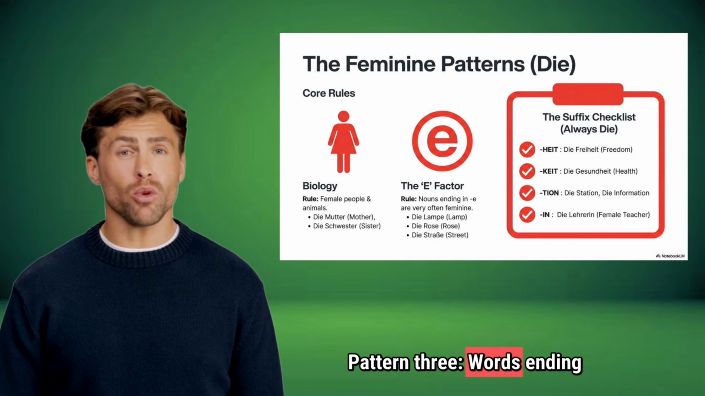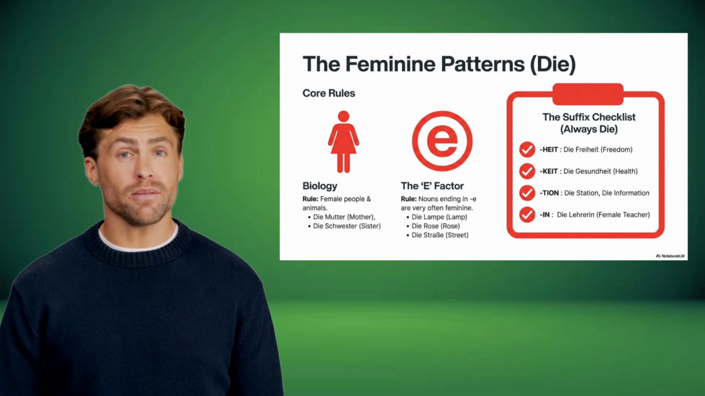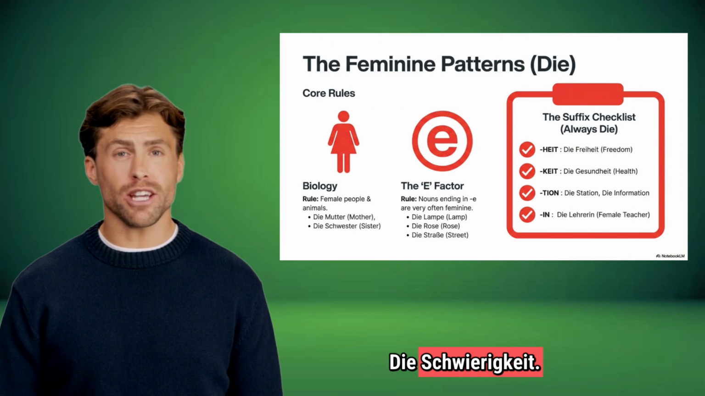Pattern 3. Words ending in heit or keit are always feminine. Freedom, die Freiheit. Difficulty, die Schwierigkeit.